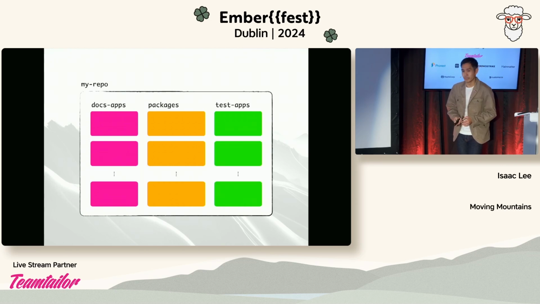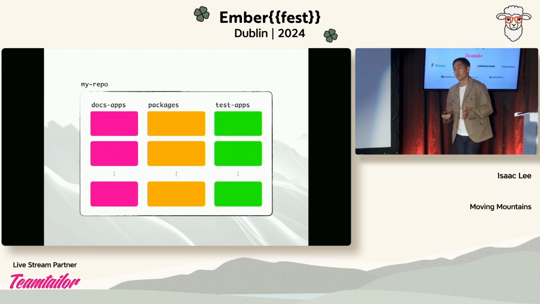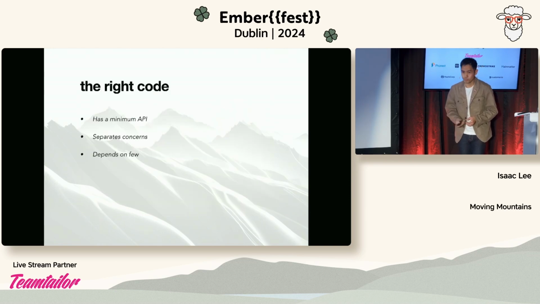Maybe a doc step and a test step for each add-on. And high-performance tools like Lerna, TurboRepo, and Ember Exam so that we can lint, build, and test add-ons faster. And to help answer those questions, here is a checklist from my talk last year.